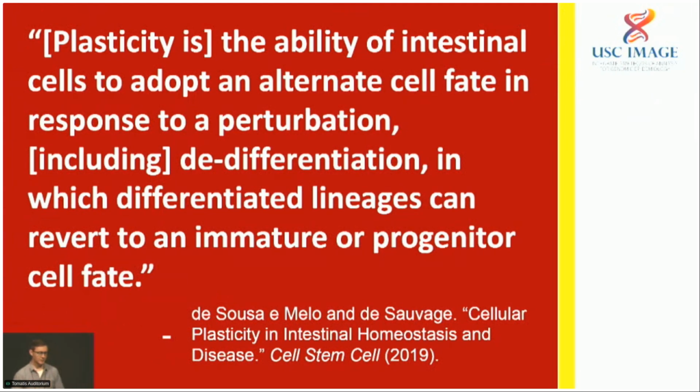So plasticity is the unifying theme here. And according to this paper that I found, it is the ability of intestinal cells to adopt an alternate cell fate in response to a perturbation, including dedifferentiation. This is a really interesting characteristic that some cells can have that basically allows them to change their type, change their expression, without changing the methylation conformation or other epigenomic features that we typically think of as controlling gene expression.